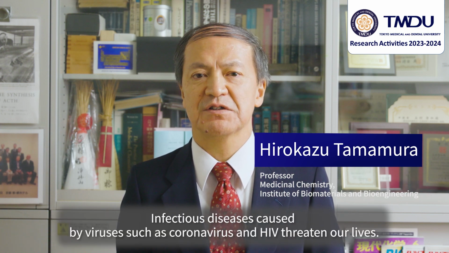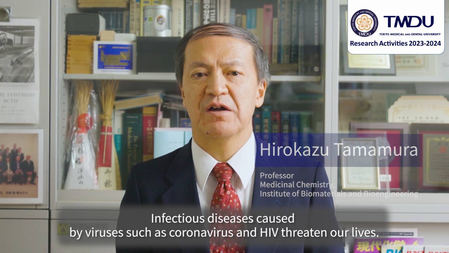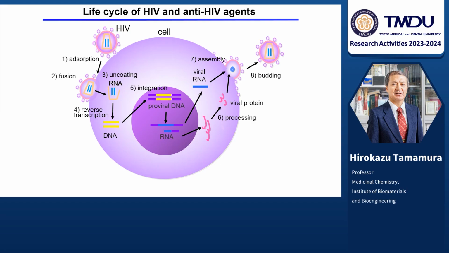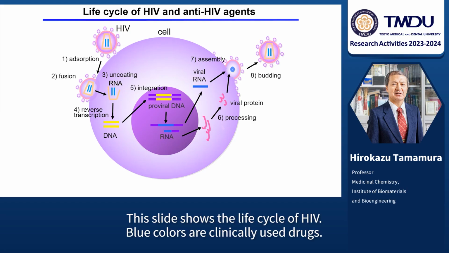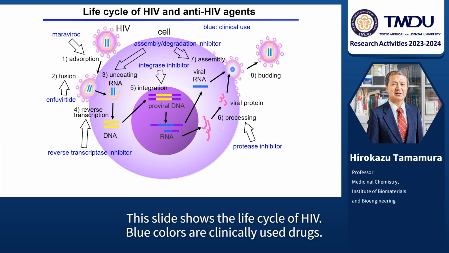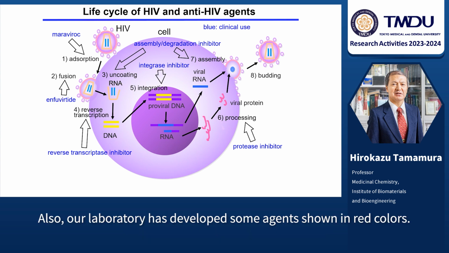Infectious diseases caused by viruses such as coronavirus and HIV threaten our lives. These slides show the life cycle of HIV. Blue colors are clinical use drugs. Also, our laboratory has developed some agents shown in red colors.